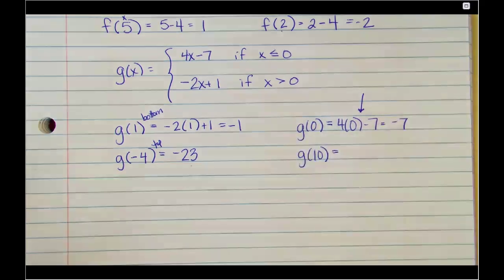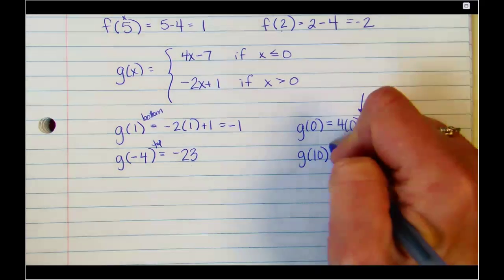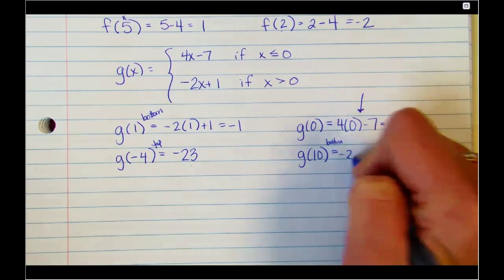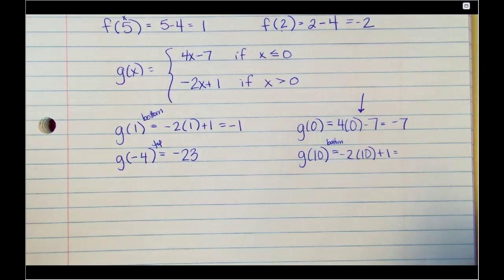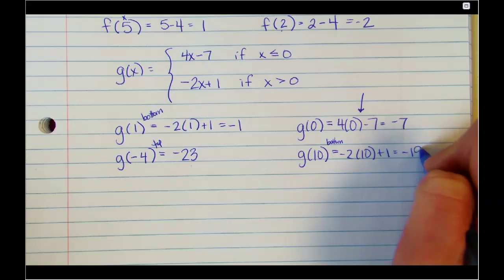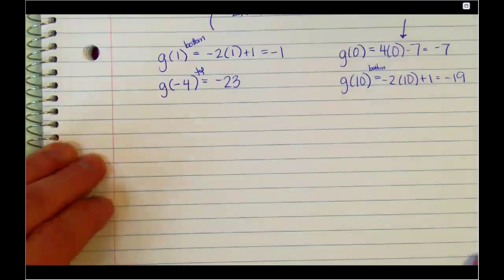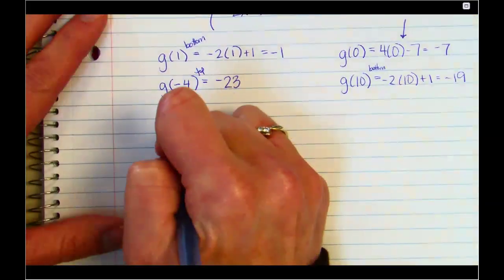G of 10, top or bottom? Bottom. Okay, so it's -2 times 10 plus 1. What is that? -19. Okay. Now let's make it a little bit more difficult.